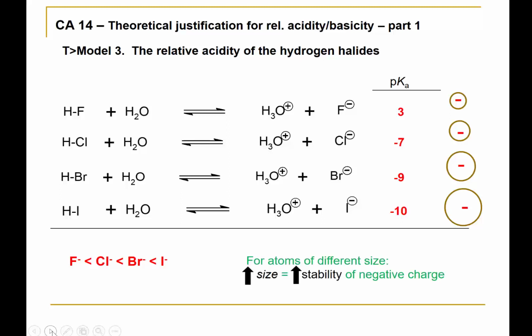We can put this down in words for atoms of different size. Therefore, going down the periodic table, an increase in size means an increase in stability of the conjugate base. The more stable the conjugate base, the more tendency for the reaction to occur in the forward direction, and the stronger will be the conjugate acid.